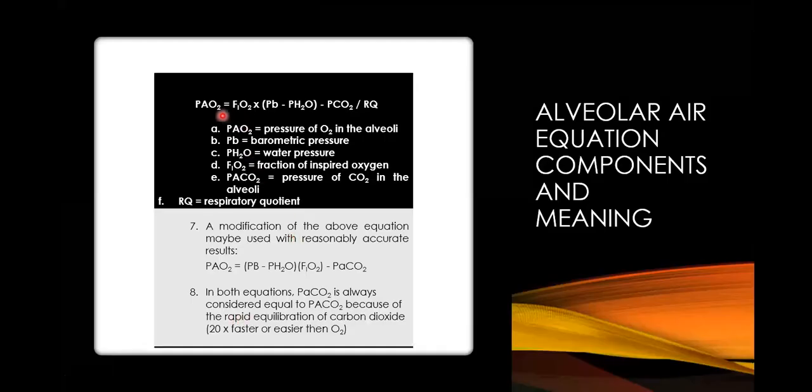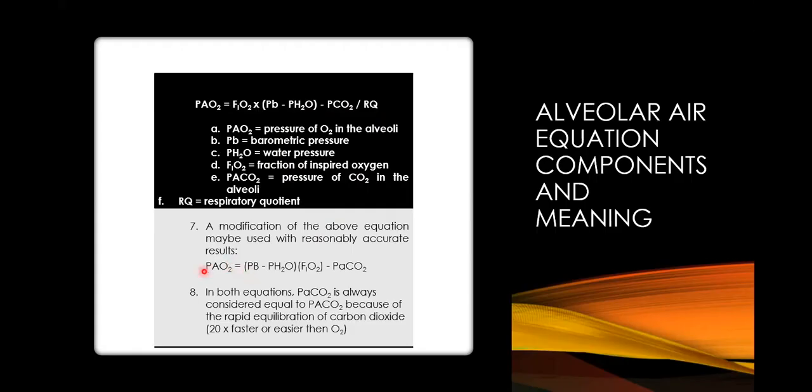All right, so here's the equation in a nutshell. P big AO2 equals FiO2 times the barometric pressure minus the water pressure minus the pressure of carbon dioxide divided by the respiratory quotient. And here are all the lists right here of what they are, okay?